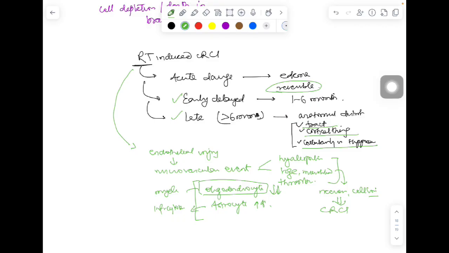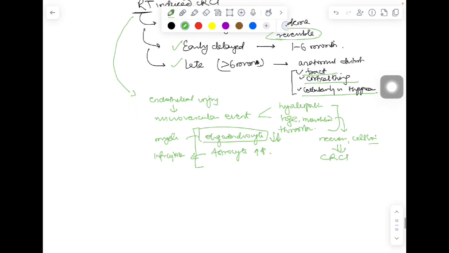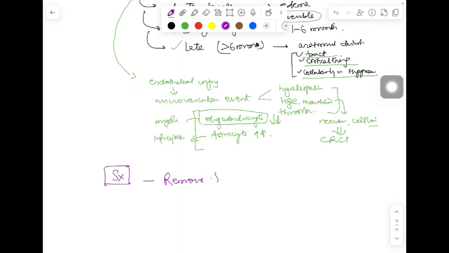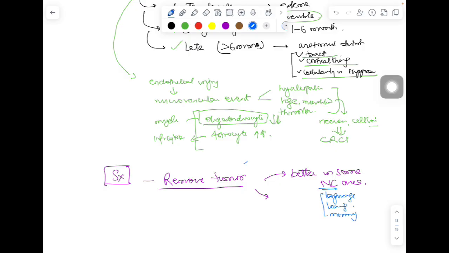Now, what else causes CRCI? One important factor is surgery. You remove the tumor, and we get better in some neurocognitive areas. But the worsening also happens. Surgery leads to improvement in some neurocognitive areas like language, learning, memory. The tumor is what we are removing, and still improvement is there. This improvement again emphasizes that the problem was not only anatomical, it was due to tumor cytokines affecting the nearby brain. So sustained or short-term, both types of effect are there.